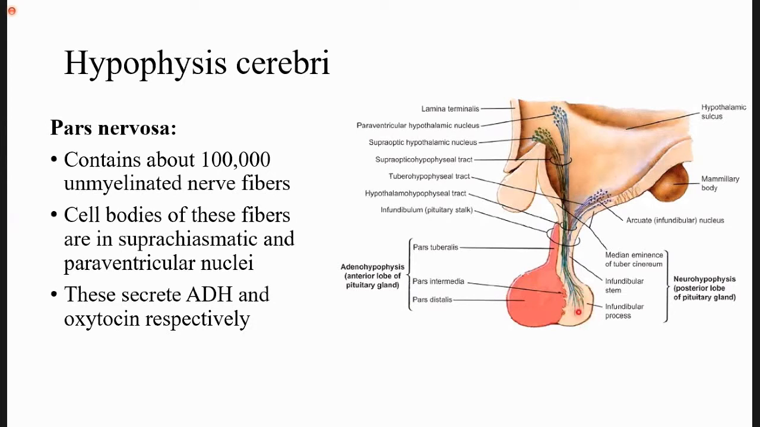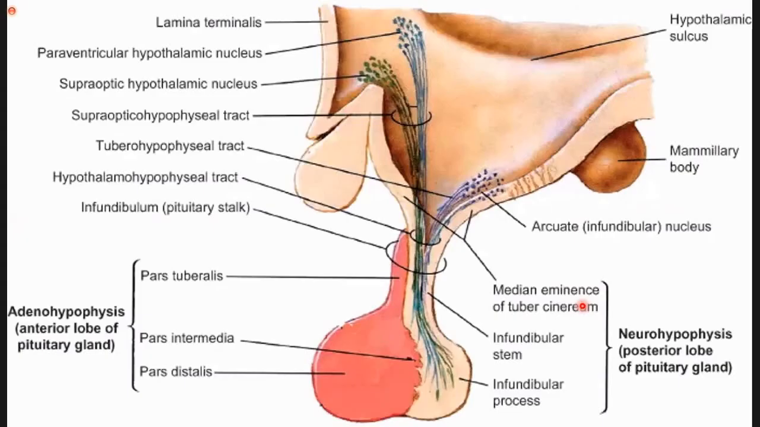Posterior pituitary itself contains the cell bodies of the pituicytes. Pituicytes are astrocyte-like cells which are present in the posterior pituitary. So here you can see the paraventricular hypothalamic nucleus, which releases oxytocin, and this is for the antidiuretic hormone. The supraoptic hypothalamic nucleus, and the hypothalamo-pituitary tract is formed. Then the secretions are poured into the pars nervosa, from where they are distributed to the bloodstream.